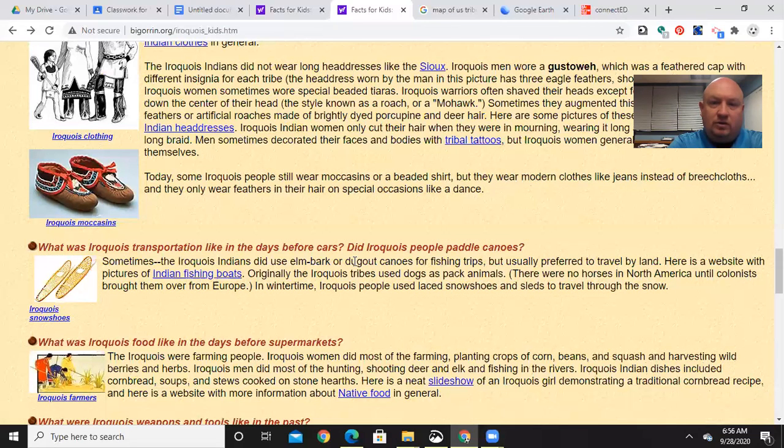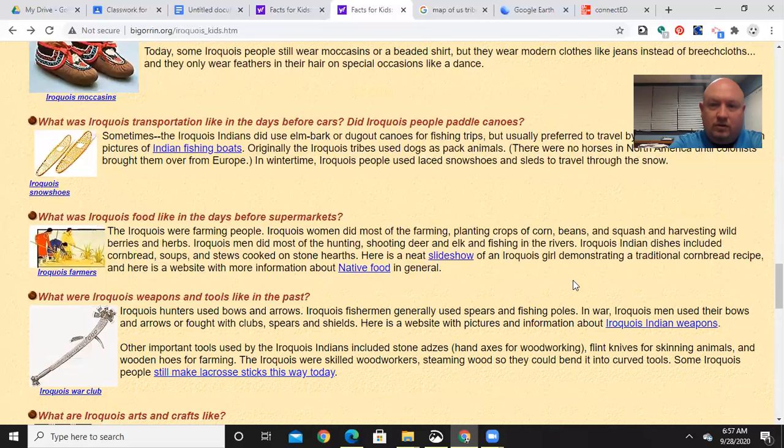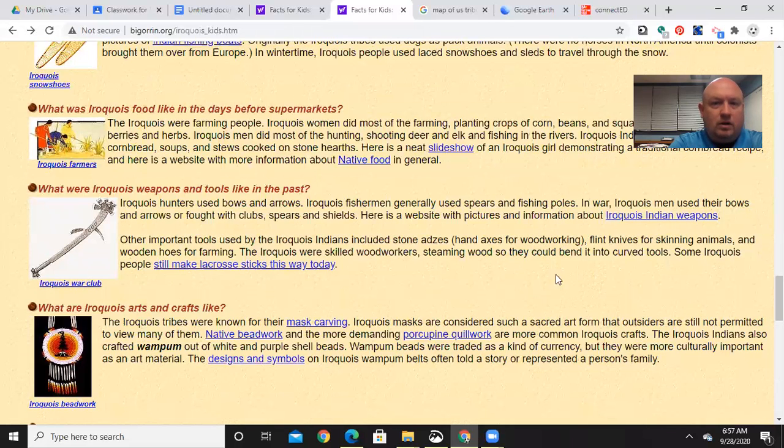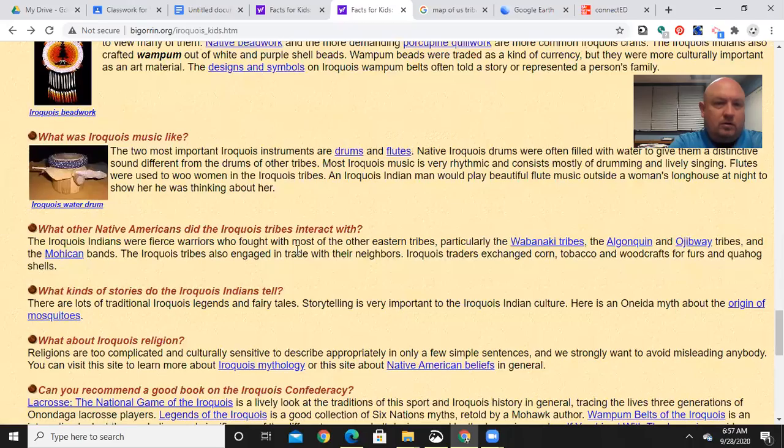Transportation, they used an elm bark or dugout canoe. They fished, but preferred to travel by land. They grew corn, beans, and squash. That seems a little familiar and will be familiar to this region as well. Hunted with bows and arrows, makes sense. Pretty common tool here. You see that we did interact with the Ojibwe and the Iroquois historically.